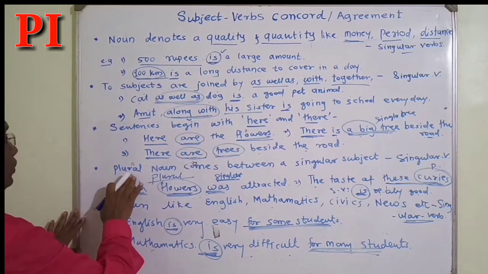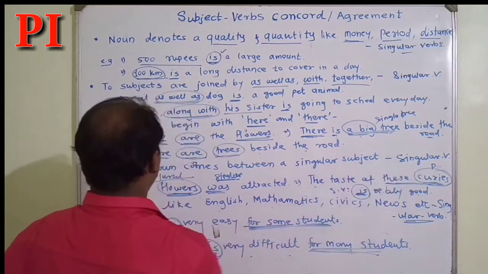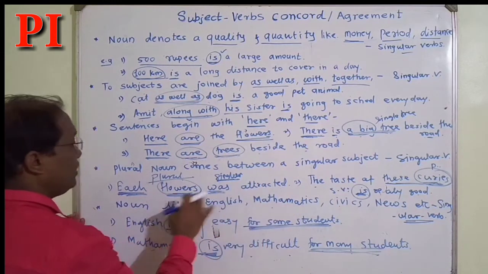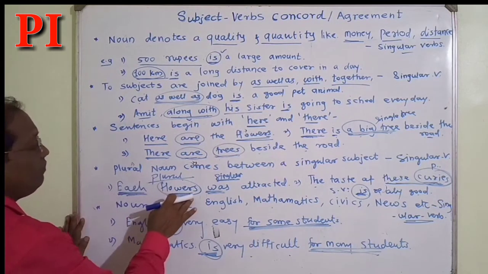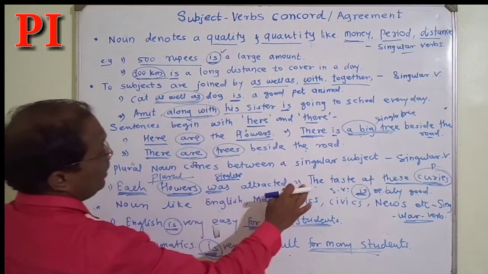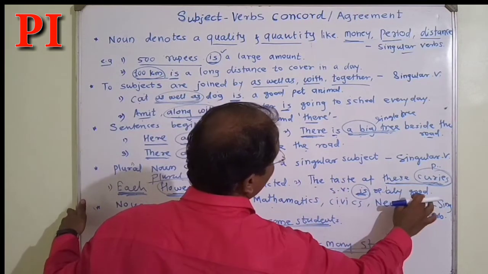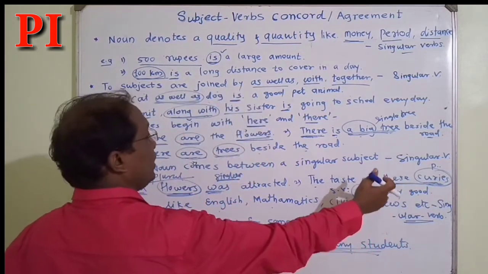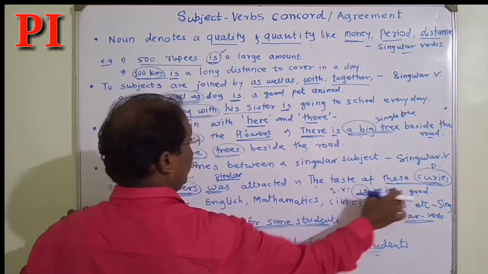Then the fourth rule: when a plural noun comes with a singular subject, use a singular verb. For example, "Each of the flowers was attracted." "Each" separates and divides every one of the flowers, so we use "was", a singular verb here. Then another sentence: "The taste of these curries is really good." Each and every curry's taste is really good, meaning each curry is taken separately. That's why we use "is", a singular verb, here.